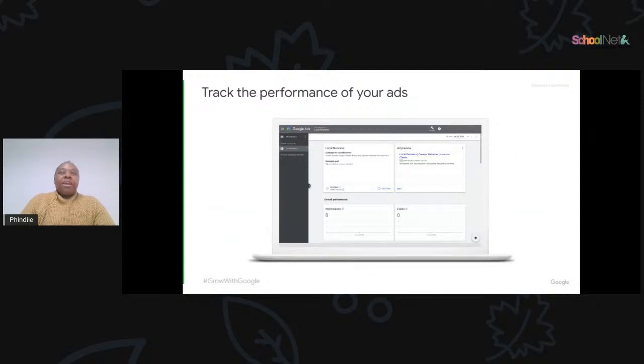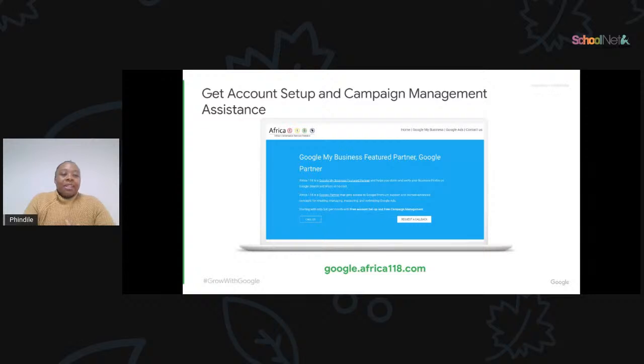The best part about advertising online or advertising digitally is the ability to really measure performance. In your account, you are able to see exactly how your campaigns are performing. So that is the best part of advertising online. You know exactly what is happening in your ad.